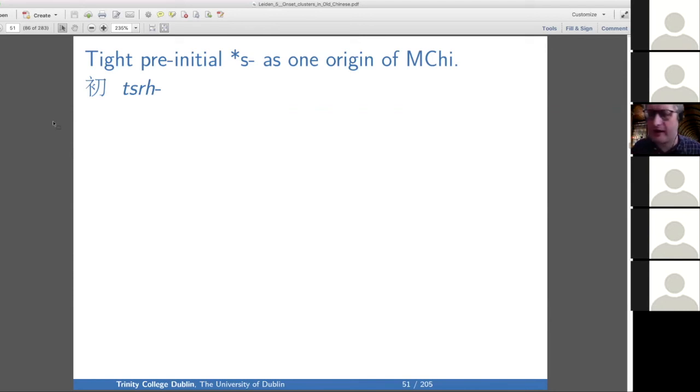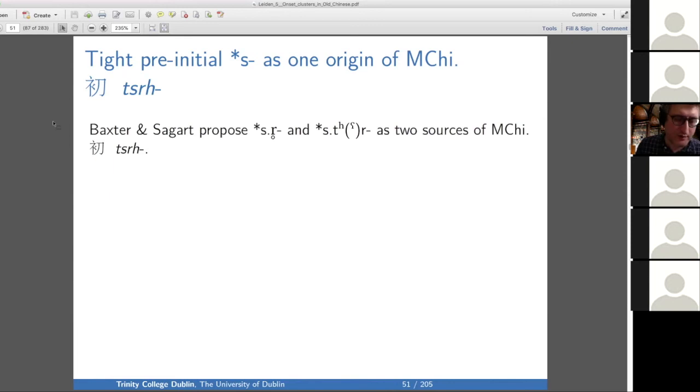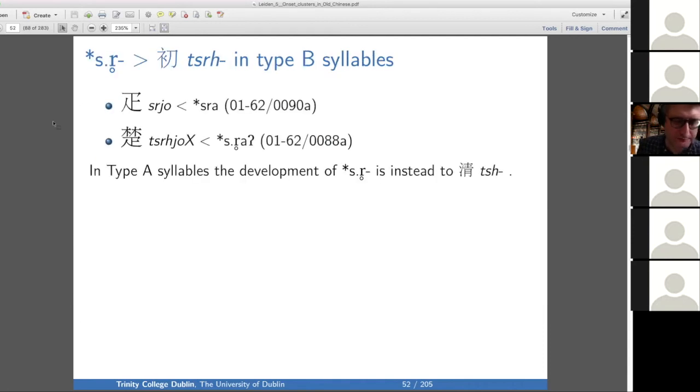Okay, so now sticking with, well, let's try to get through the S initials. They propose both sra and thra as two sources of thra in Middle Chinese. Here's some Xiesheng evidence. A character that starts with thra having contact with a character that starts with thra.